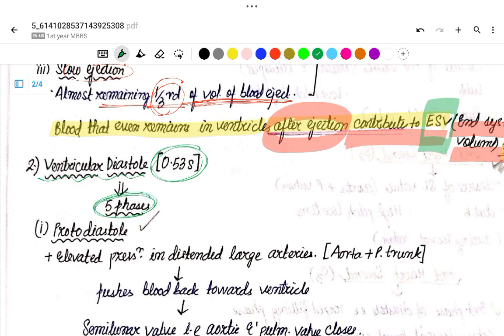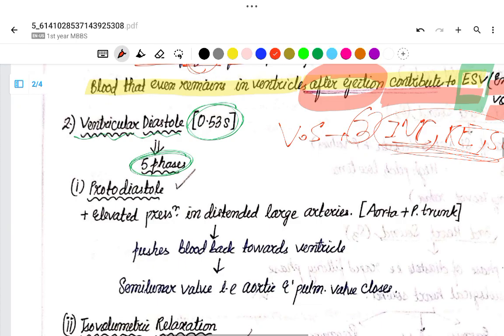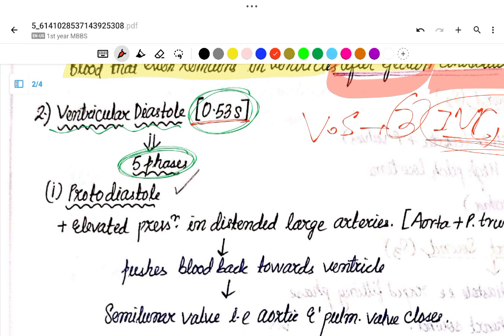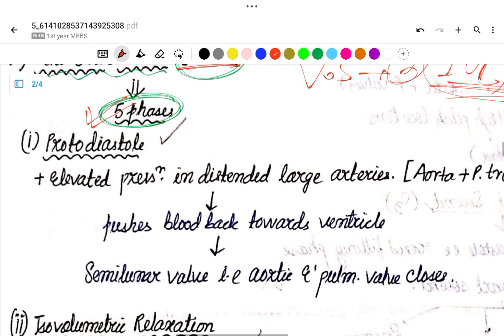So what we have learned till now is that the ventricular systole is divided into 3 phases: isovolumetric contraction, then rapid ejection, and then slow ejection, right? And the ventricular diastole is divided into 5 phases. What are they? First is the protodiastole.